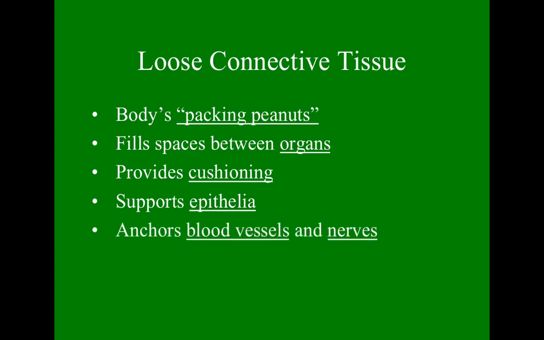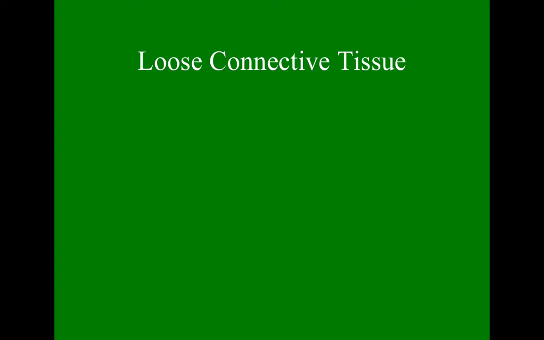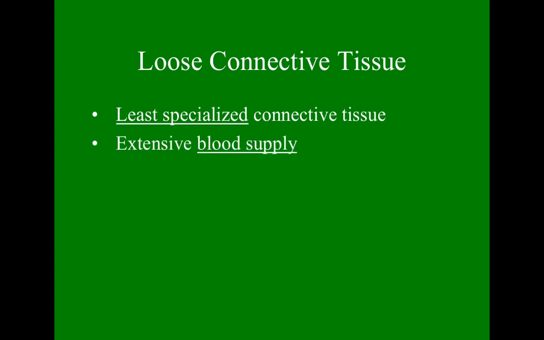It helps to anchor our blood vessels in place as well as any nerves that go off of our spinal cord. It also stores lipids. In addition, loose connective tissue allows diffusion of materials to the areas where they are. It is also the least specialized. So as you can see, there's a lot of different functions that are taking place here. And that's just because it's just kind of the general type of connective tissue that is present. It also has a very extensive blood supply. If you end up with a cut into this area, it tends to bleed a lot.